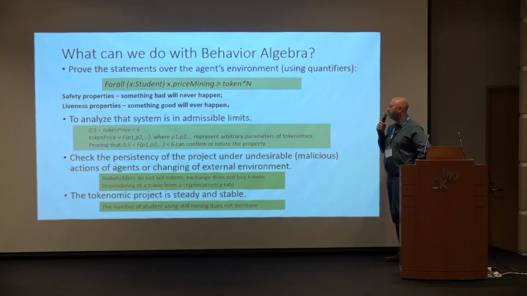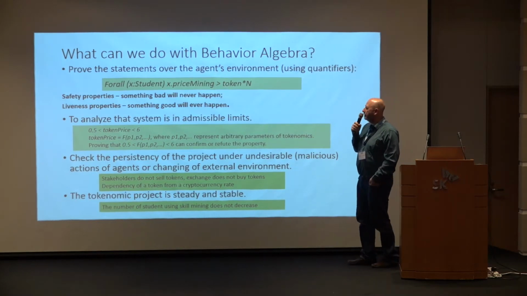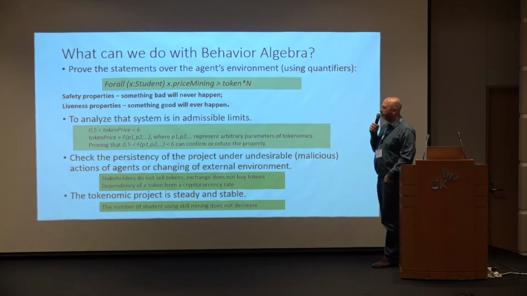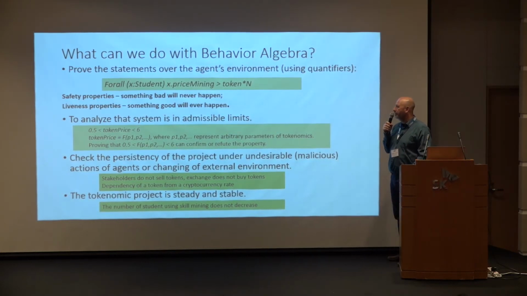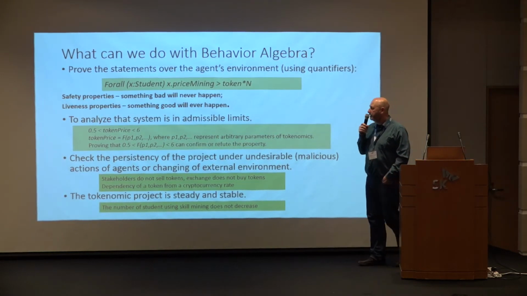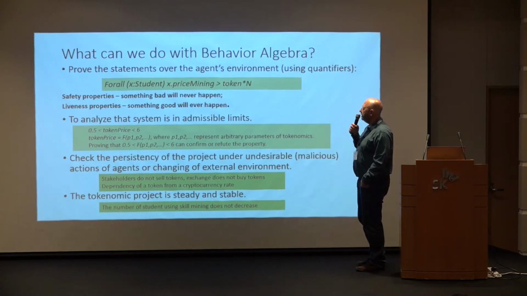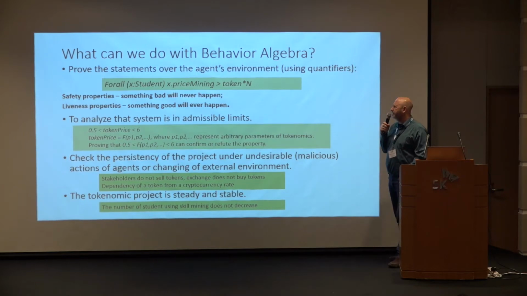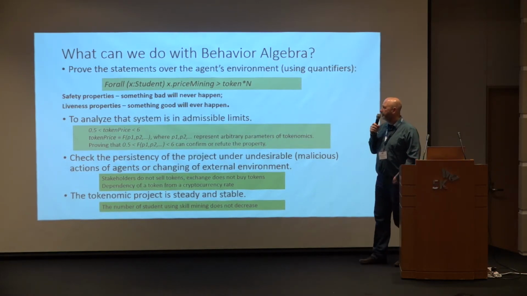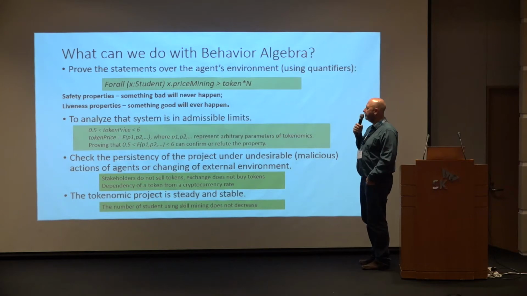For example, in this formula, we can use the universal quantifier, so we can prove some statement over an arbitrary number of agents. Of course, we can prove safety and liveness properties, and in general, this is the resolving of the reachability problem. Is this property reachable or not? If reachable, then we can provide this scenario or behavior in the scope of the given formalization.